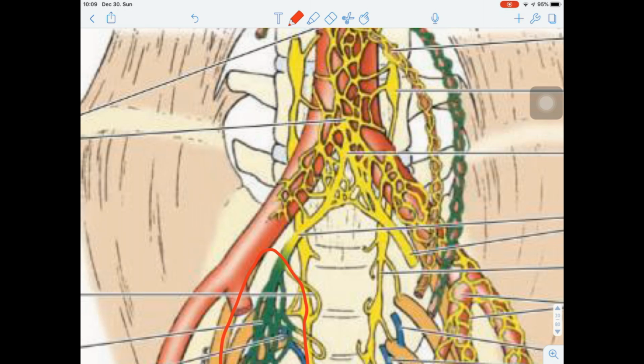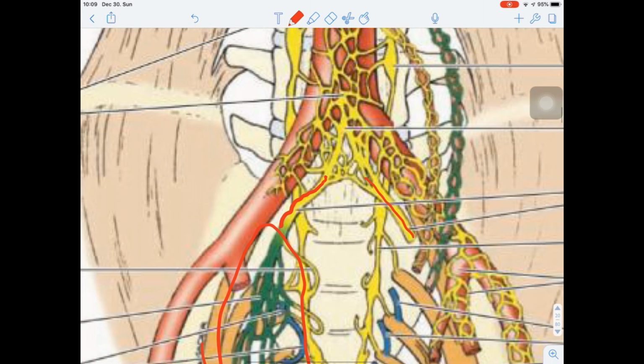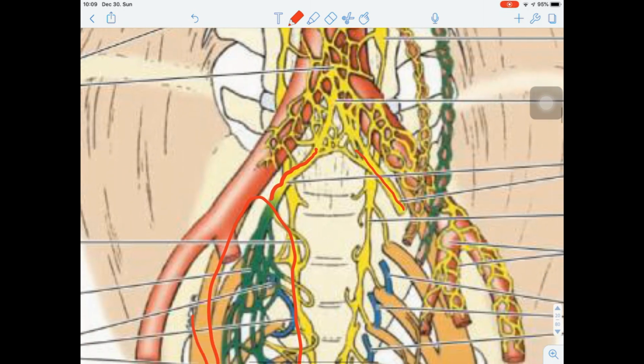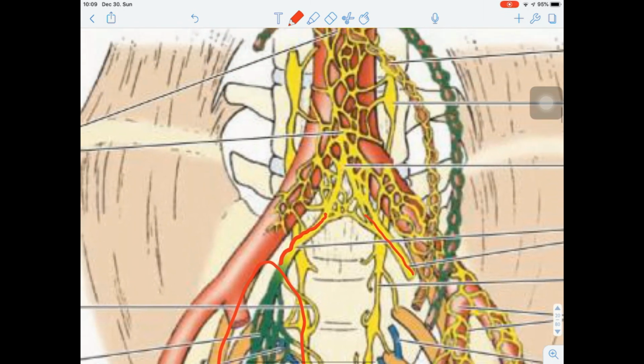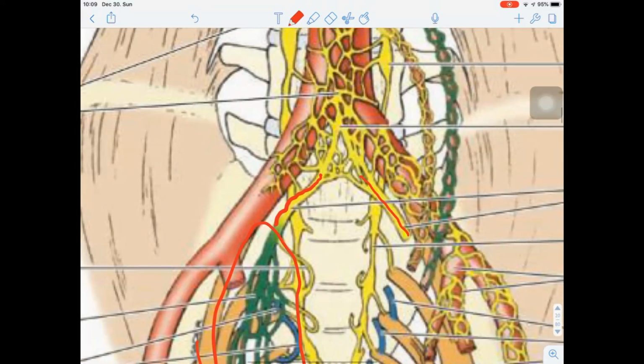Then you will have left and right hypogastric nerves, formed by this plexus. What's it called? Superior hypogastric plexus, and right and left hypogastric nerves.